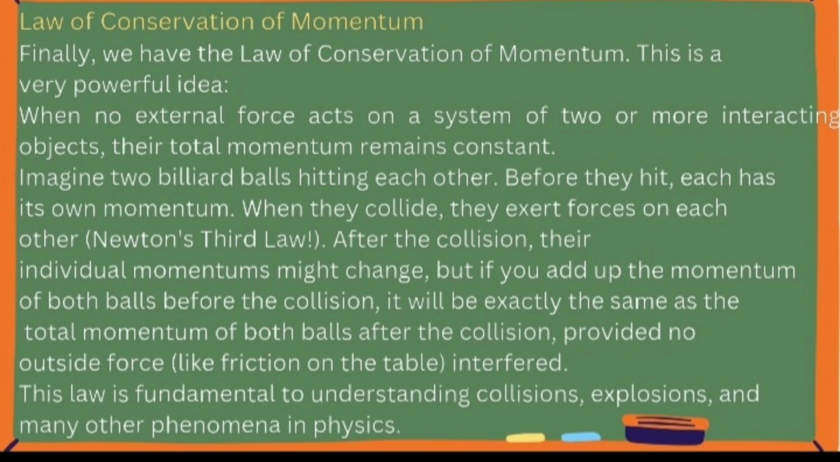Imagine 2 billiard balls hitting each other. Before they hit, each has its own momentum. When they collide, they exert forces on each other. Newton's third law. After the collision, their individual momentums might change. But if you add up the momentum of both balls before the collision, it will be exactly the same as the total momentum of both balls after the collision, provided no outside force, like friction on the table, interfered.